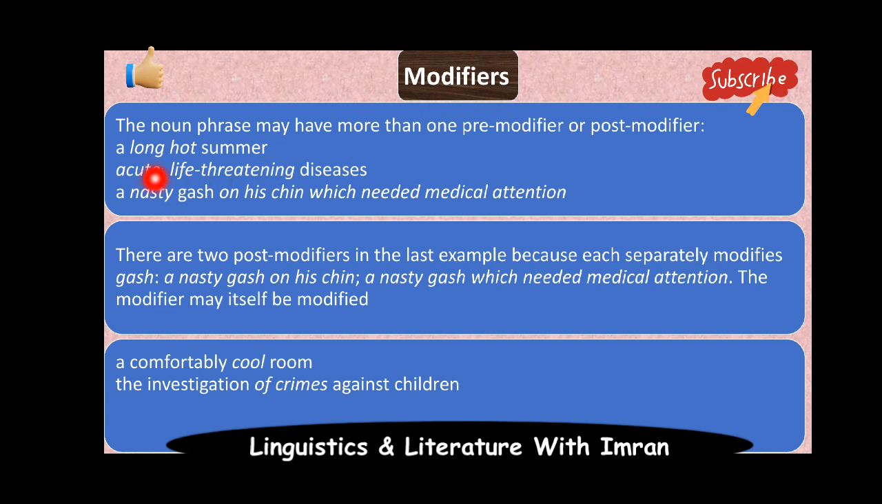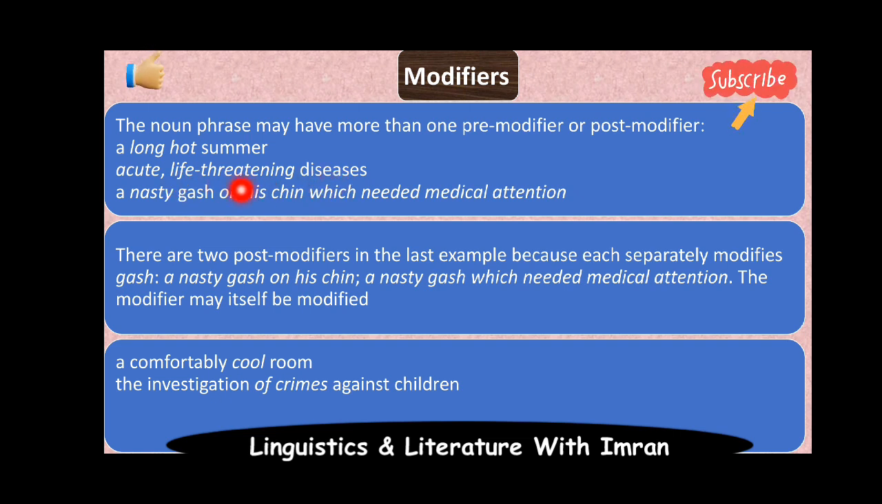Now, modifiers. A noun phrase may have more than one pre-modifier or post-modifier, right? For example, a long, hot summer is a noun phrase. We have a main word, that is summer. And we can see here that we have more than one modifier, long and hot. So long is a modifier and hot is also a modifier. Both are pre-modifiers. And acute life-threatening disease. Here acute is a pre-modifier and life-threatening is also a pre-modifier. And disease is a noun.